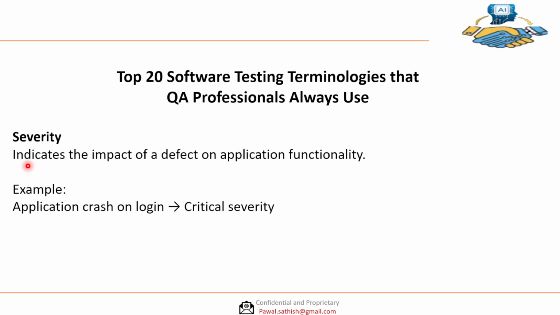The next is the severity. It indicates the impact of a defect on the application functionality. For example, an application crash on login is a critical severity.